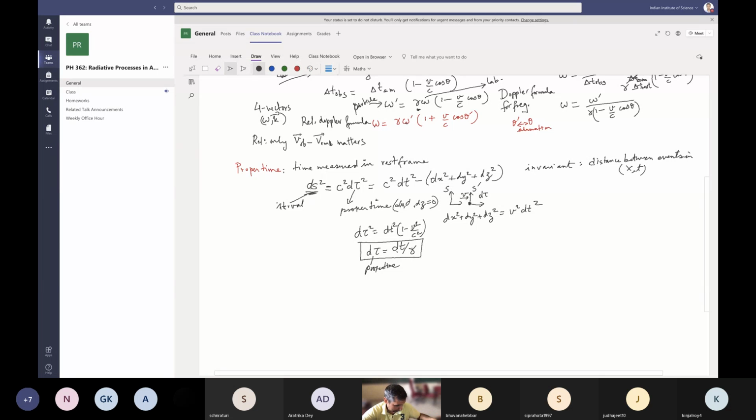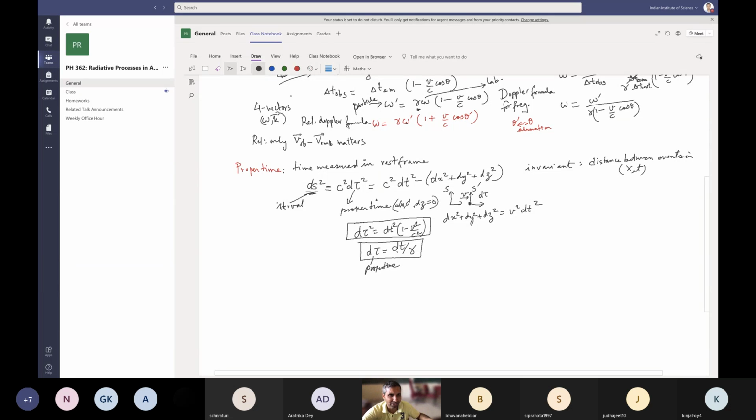And this is how it is related to the time delta t measured in some other frame, which is moving with velocity v with respect to the rest frame. Okay, so this is about the basics of relativity that we are going to use.